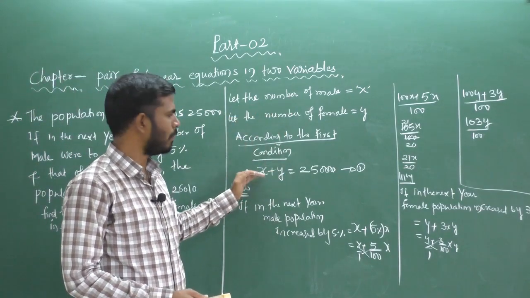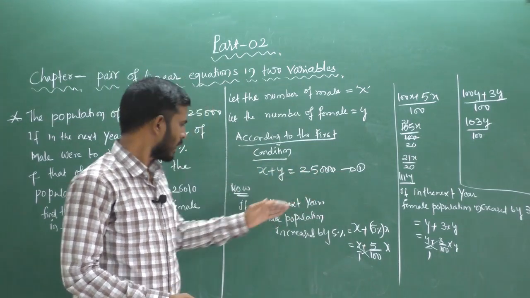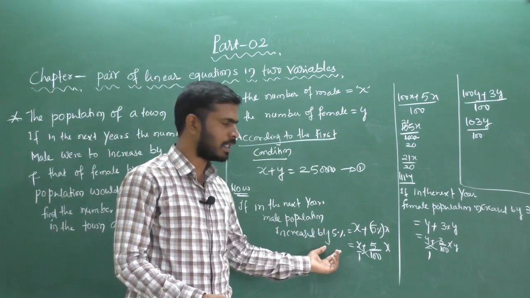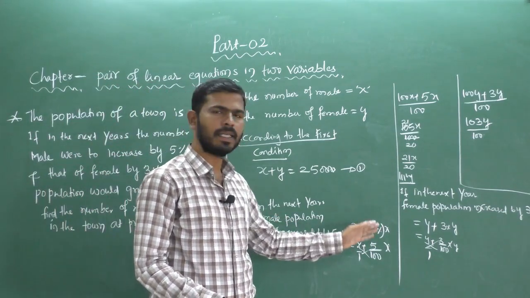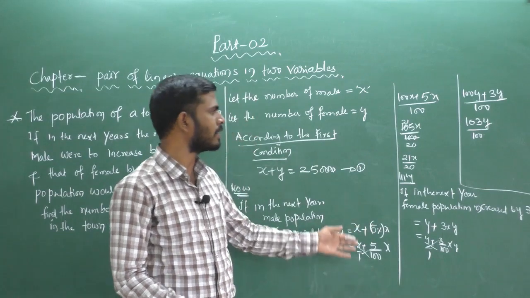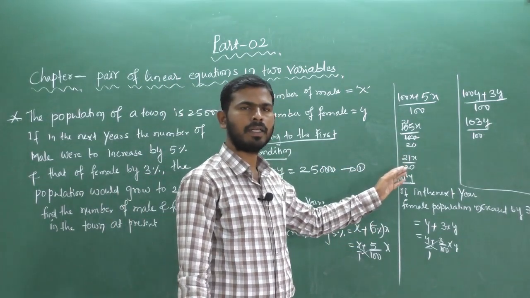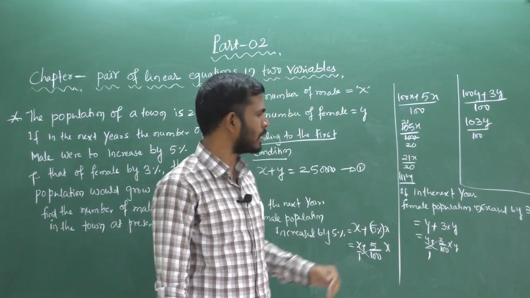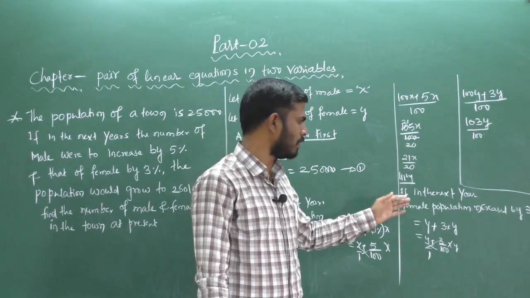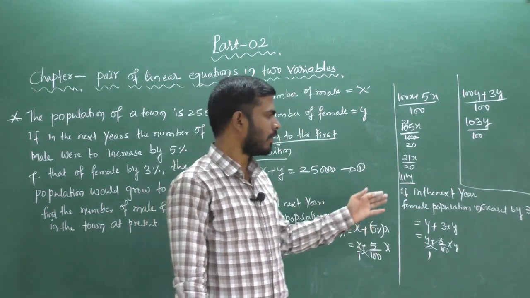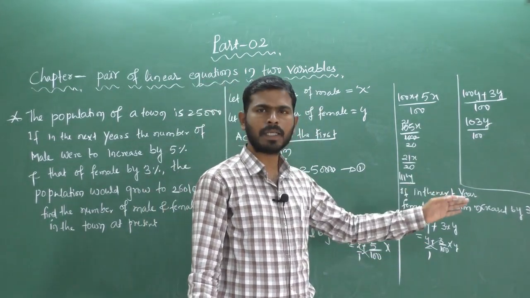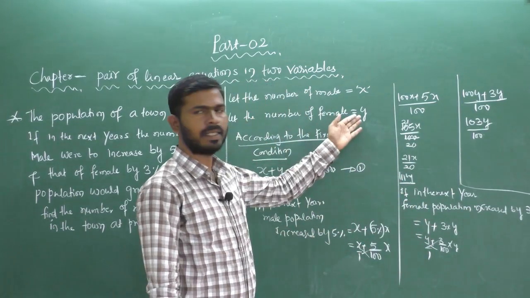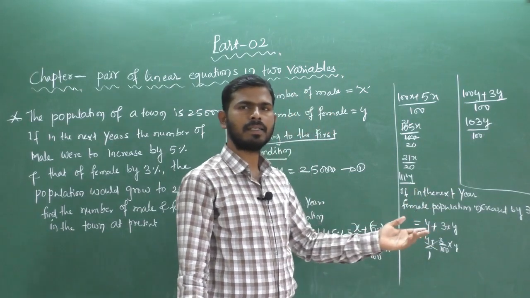So first one, present population is how much? x plus y, male plus female equal to 25,000. Suppose after 1 year male population is increased by 5%. So present population plus increased population means we have to simplify, means we will get 21x divided by 20. This is a male population increased in 1 year, that is 5%. So similarly we have to find out if next year the female population is increased by 3%, that is present population of female, that is y we consider here, plus how much increased?